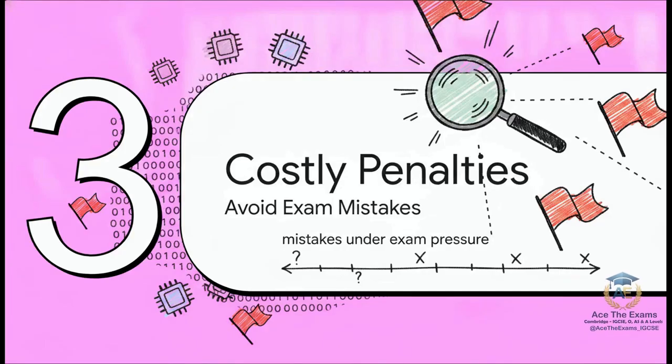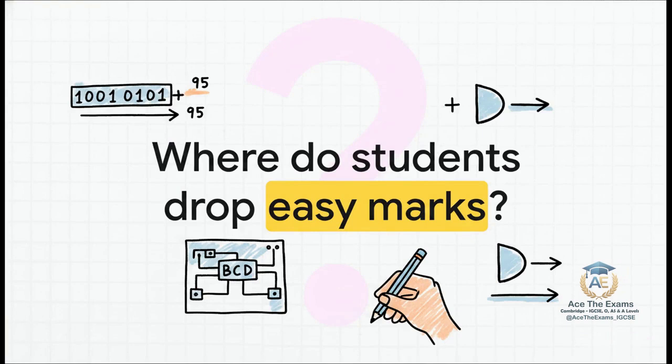Quarter 3, spotting the costly penalties. Time to analyze the biggest fumbles made under pressure. We're going to pause the tape right here and run an interactive drill workshop. I want you to actively think about your own practice papers. Where do you think most students drop the easiest marks in BCD applications?